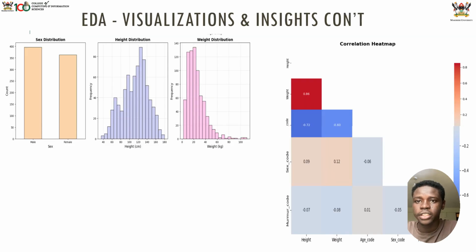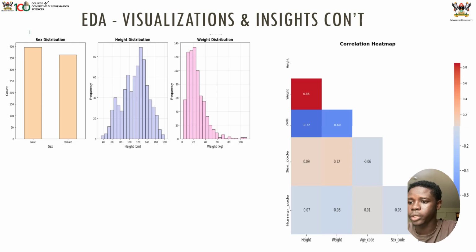Then you have the sex distribution, height distribution, and weight distribution. In the sex distribution, we are seeing males are higher than females. Then the height distribution is just showing the frequency with the height. For the weight distribution, you have the frequency and the weight, which you can say is decreasing. Then you have the correlation heat map.